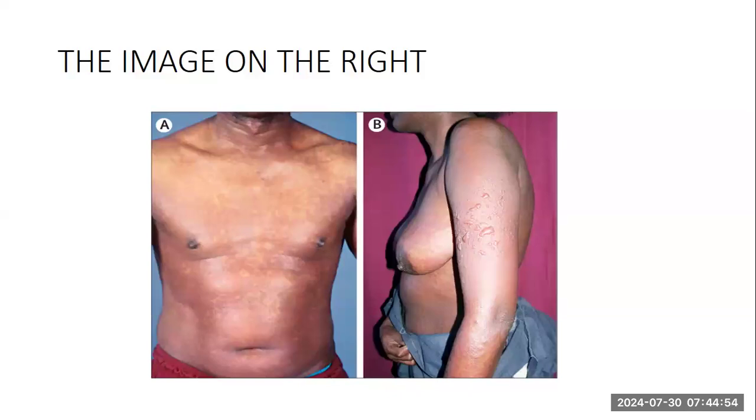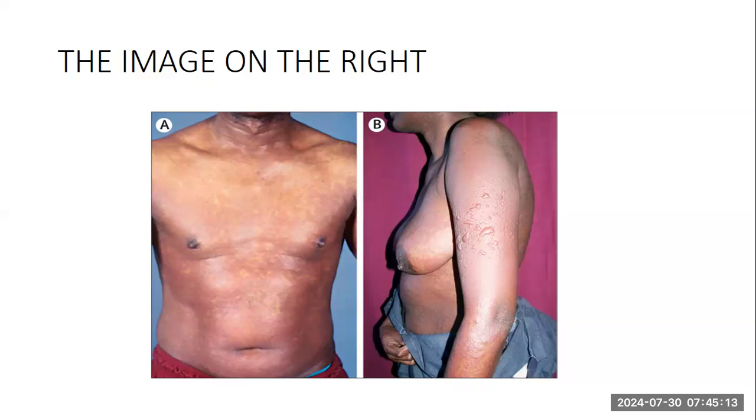And usually when you are giving nevirapine, you have to start gradually. So you give 200 milligrams daily for 2 weeks, and then see whether the patient is reacting. If the patient is not reacting after 2 weeks, then you do 200 milligrams BD to avoid the side effects.